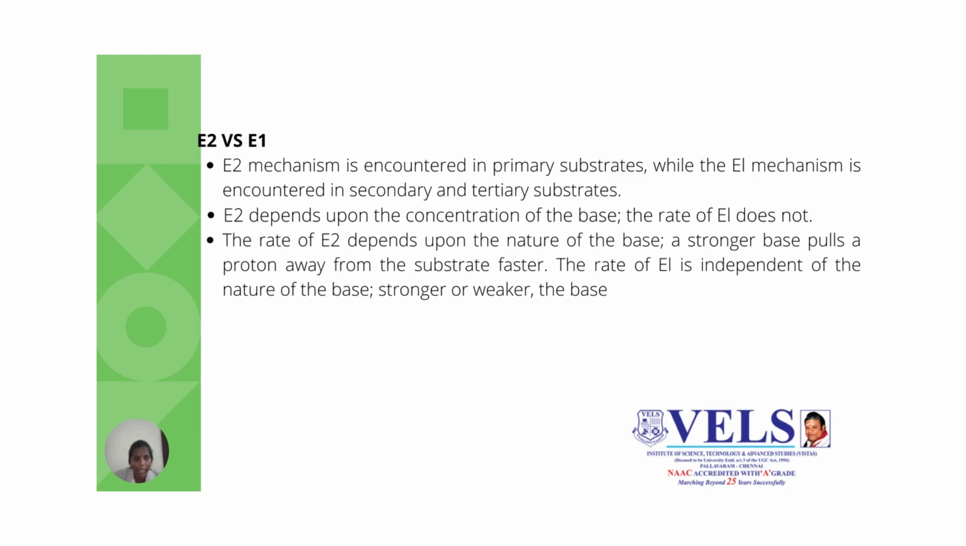The rate of the E2 reaction depends upon the nature of the base, and a stronger base pulls the proton away from the substrate very fast, whereas the E1 reaction is independent of the nature of the base, which may be stronger or weaker. So these are the various differences between the E2 and E1 reactions.